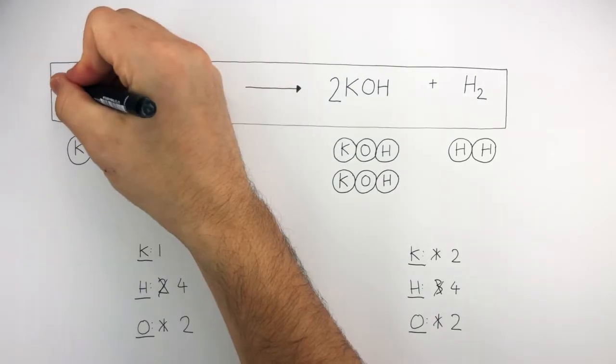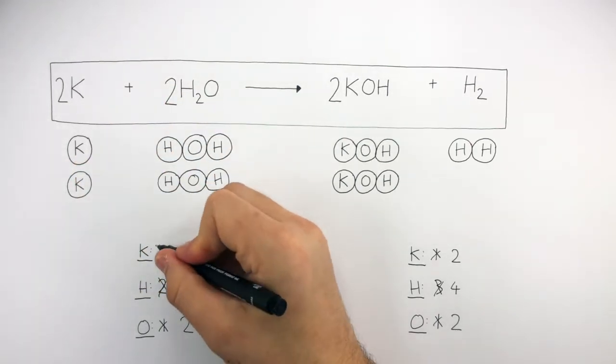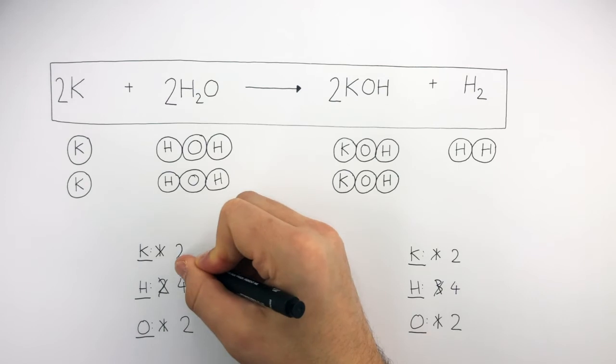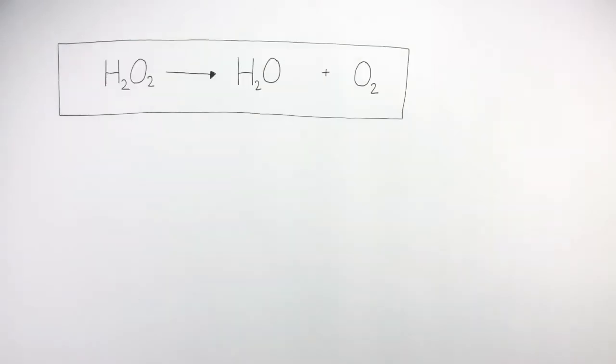Finally, we put a big 2 in front of the K, so there are now 2 K atoms on the left. This gives a total of 2 K atoms. The equation is now balanced. Pause the video to see if you can balance this equation. The answers will follow.